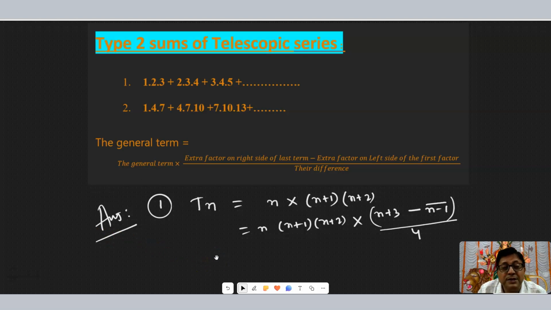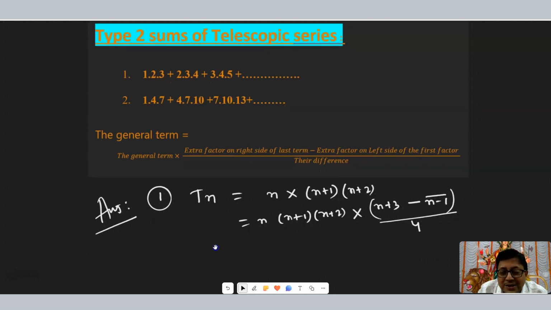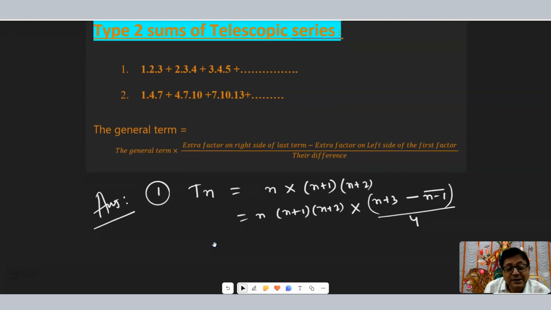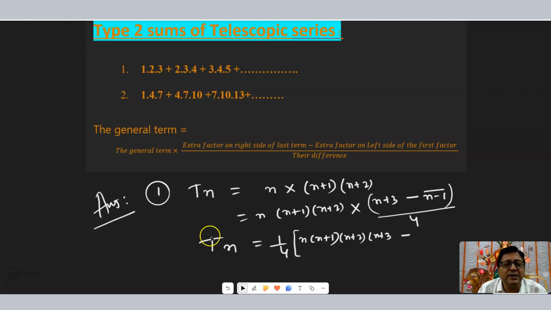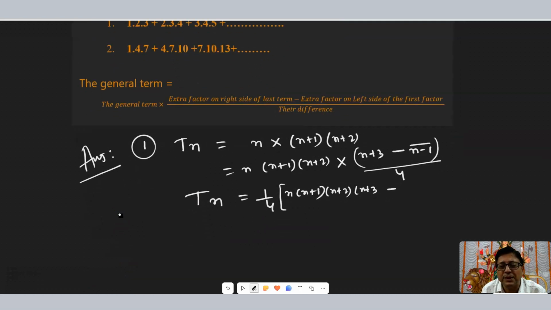Such a beautiful subject, such a beautiful topic. You must learn with proper care. This Tn is now 1/4 of n plus 1, n plus 2, n plus 3, this minus n plus 1, n plus 2, n minus 1.